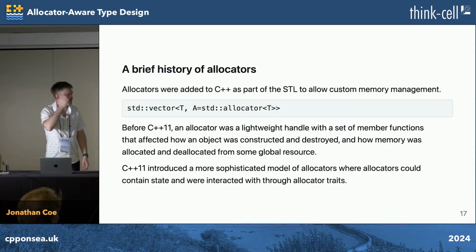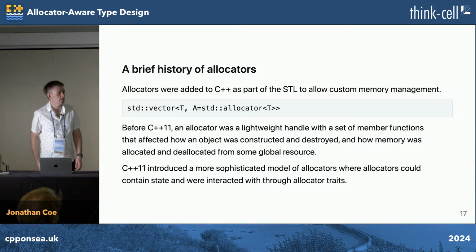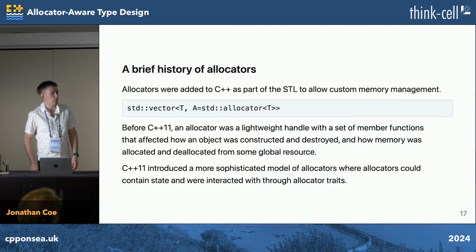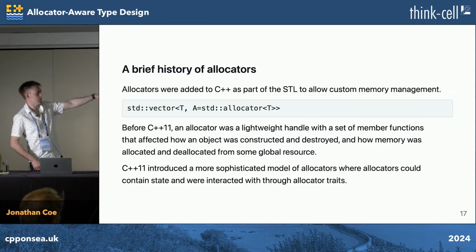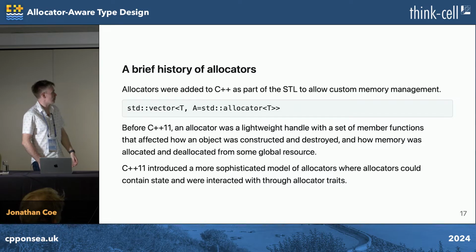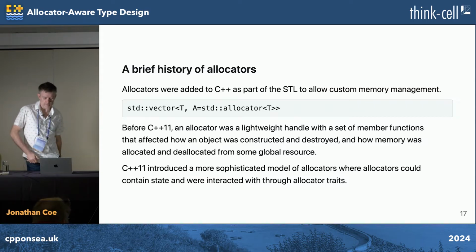So allocators, as John was in fact telling me earlier on, were added to C++ as part of the STL. They weren't part of Stepanov's original design. They were put in by the committee who wanted a way to support near and far pointers, I think. And they look like this. So vector, for instance, has an allocator as its second template argument, and that defaults to the standard allocator. And before C++11, there's not really very much you could do with them. Allocators were quite lightweight handles. They had a bunch of member functions on them, and those member functions would be called to do things.